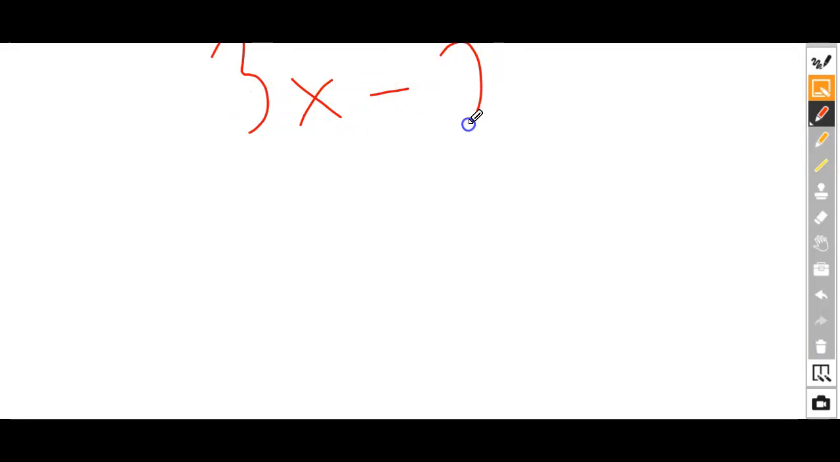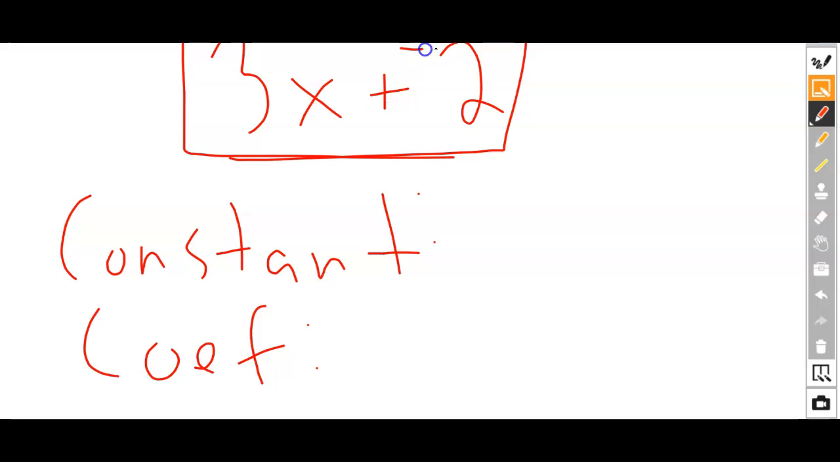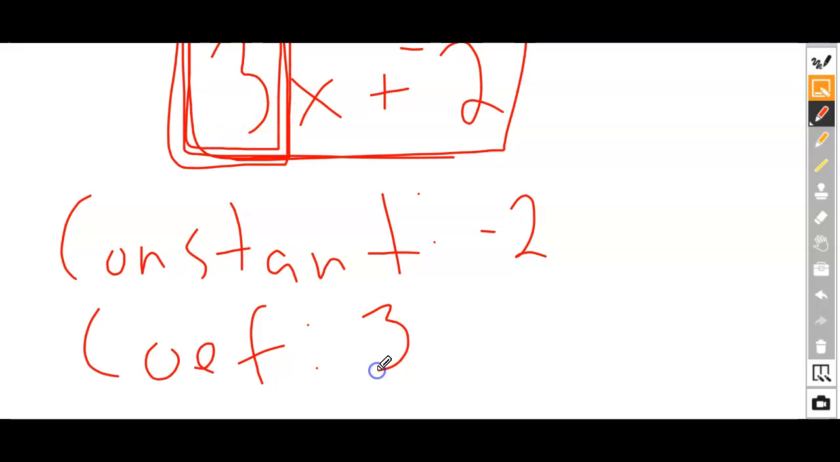3x minus 2. If we're identifying the constant and the coefficient, the constant is the term that is sitting by itself. Now, but before we can identify the constant and the coefficient, we've got to get rid of our subtraction. So I got to make this plus negative. So now my constant is -2. My coefficient is just the number sitting in front of my variable. So my coefficient is 3. If you put 3x on there, it's going to count it wrong. Okay?